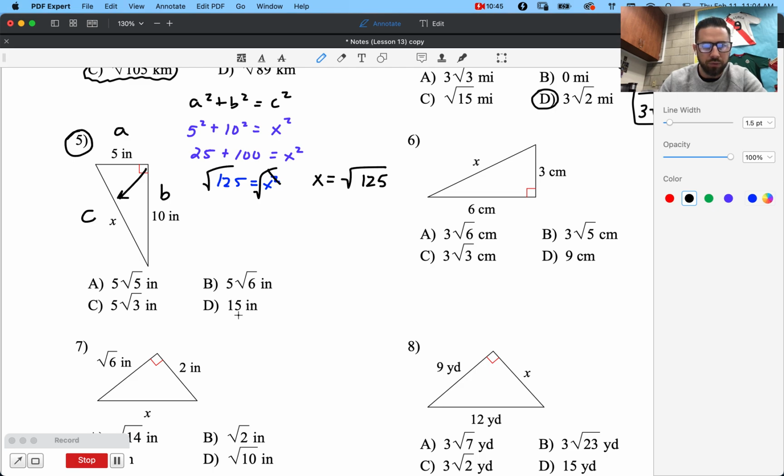Now let's look down here and see if we see that. We don't, which means we got to break it down. I think it's 5 times 25. Cross it out. And this guy's 5 times 5. Cross it out. So we have our pair right here. He's going to come out as a 5. And those are our leftovers on the inside. We have 5 root 5.